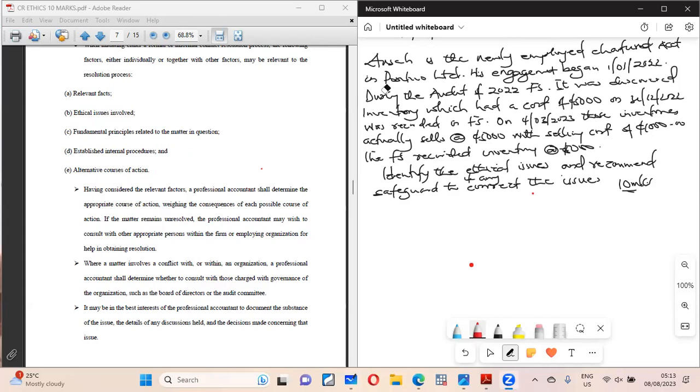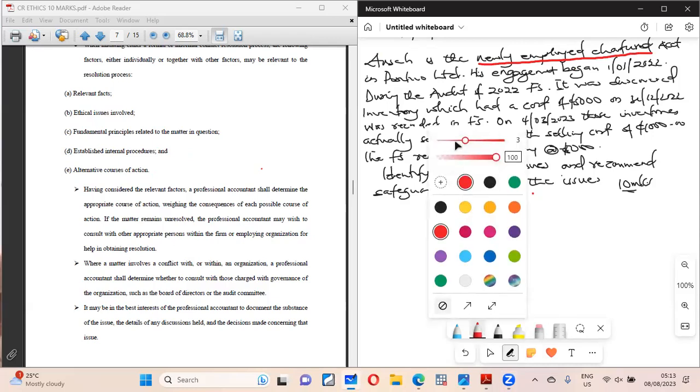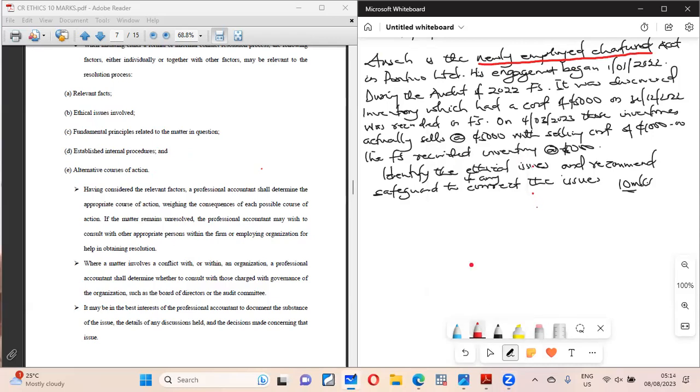Okay, Fred, let's move. So Thomas, underline newly employed chartered accountant. Newly employed chartered accountant. And then the valuation of stock. You see here, they had a cost of 5,000 as at 31st December 2022. Then as at 4th March, the selling price of 5,000 with the cost of 1,000. I think all that is right. Great.